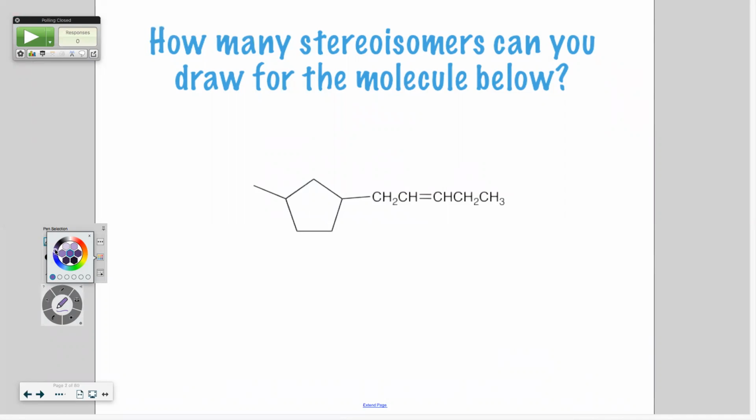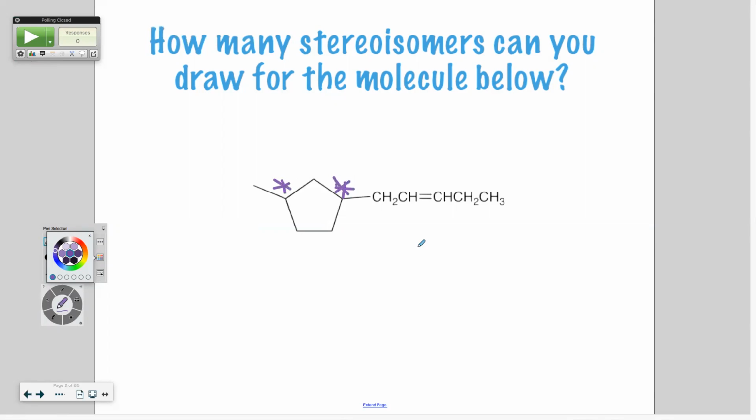There's 2 chiral centers, right? Okay, where are the chiral centers? In the cyclopentane with the methyl, and then the other. So if it's 2 to the N, there should be 4. But guess what? There's more than 4.